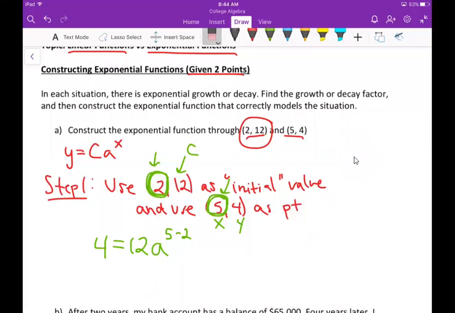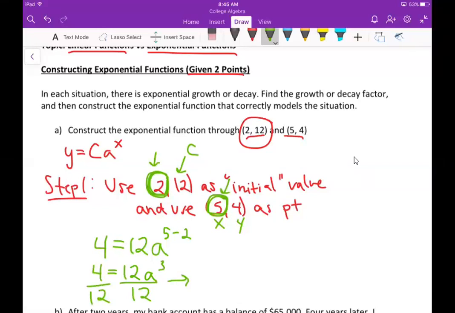Okay, so we took the 5 here minus the 2. Oops, there we go, 5 minus 2. So we've reinitialized x, treating (2, 12) as the initial point, and now we can solve for a because it's the only variable we have in this equation. So let's continue to solve for a. This becomes 4 equals 12 times a cubed. Then we'll need to divide both sides by 12.